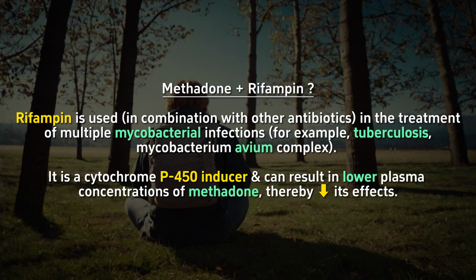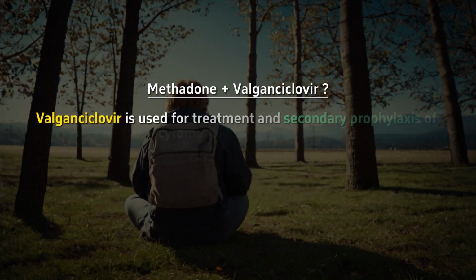Rifampin is used in combination with other antibiotics in the treatment of multiple mycobacterial infections, for example, tuberculosis and Mycobacterium avium complex. It is a cytochrome P450 inducer and can result in lower plasma concentrations of methadone, thereby decreasing its effects.